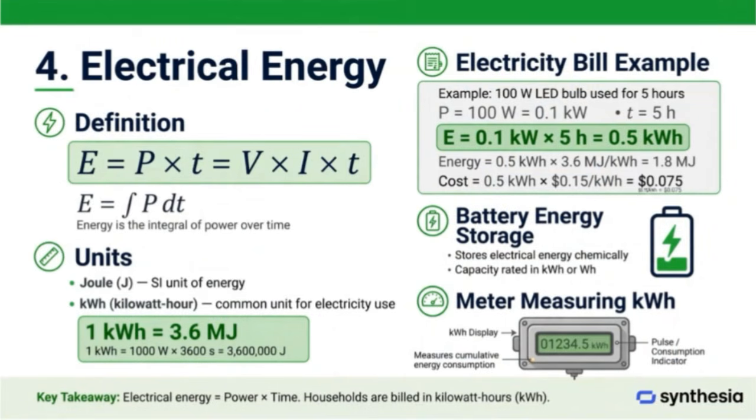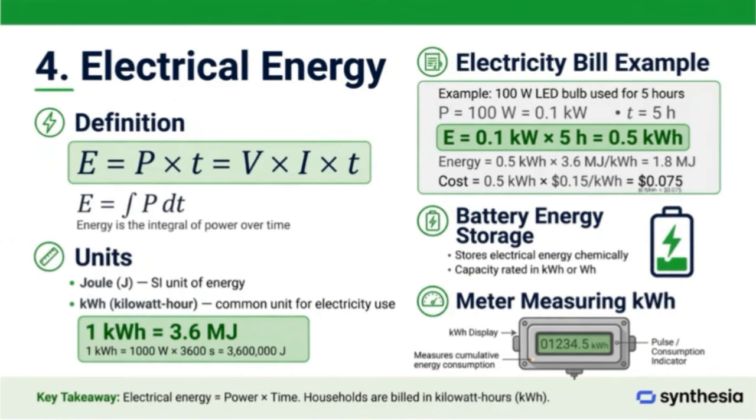For example, if you run a 1.5 kilowatt AC for 8 hours, then the energy is equal to 1.5 into 8, which is 12 kilowatt hours, which means 12 units. If electricity cost is 8 rupees per unit, then the cost becomes 96 rupees per day. Energy can be stored in a battery as chemical energy, in an inductor as magnetic energy, and in a capacitor as electric energy. Now let's discuss the question that was asked in the previous slide.